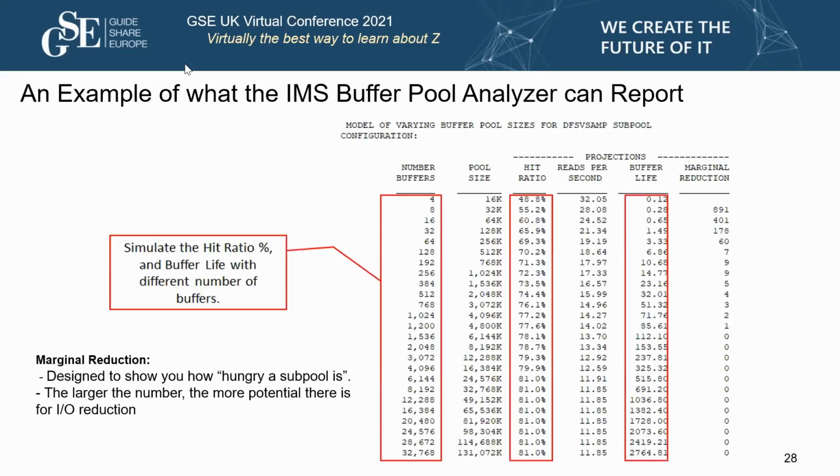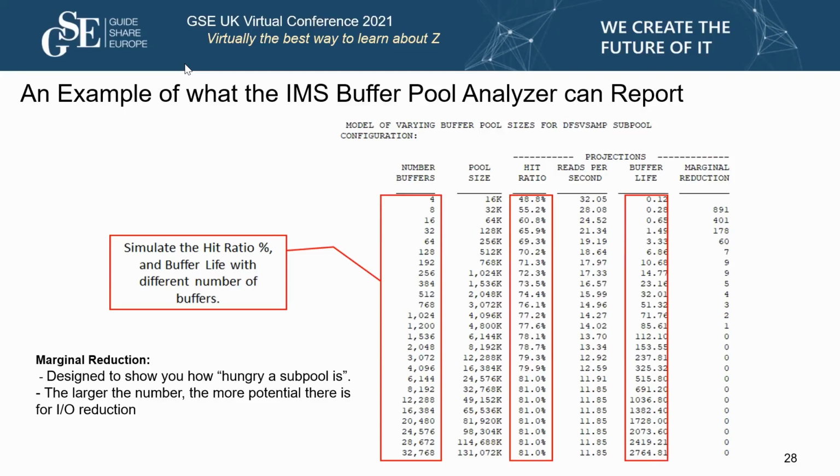And finally, the last report that I want to draw your attention to is this one, the model configuration report. One is generated for each subpool. In this example, the report is for the 4K subpool, although I notice in this visual that that line has been truncated from the report. IMS BPA does provide predictive analysis, an expectation on what performance will be if you run a certain configuration or buffer pool allocation. You can see that by adding buffers, the hit ratio, reads, and buffer life improve.